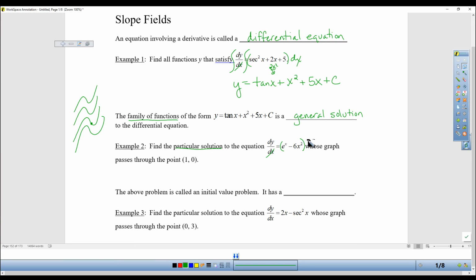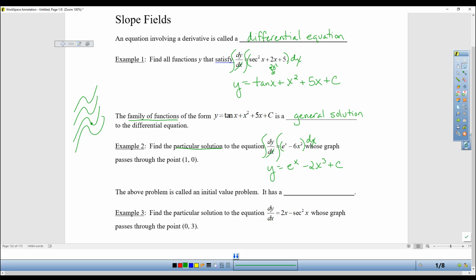Again, I'm going to put my dx on the other side and integrate both sides. The integral of dy is y. The integral of e to the x is just e to the x. And the integral of 6x squared is minus 2x to the third. And I'm going to write plus c.